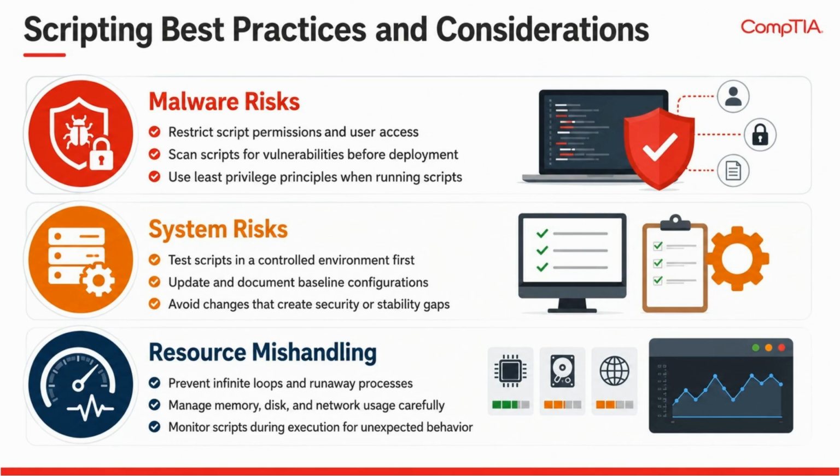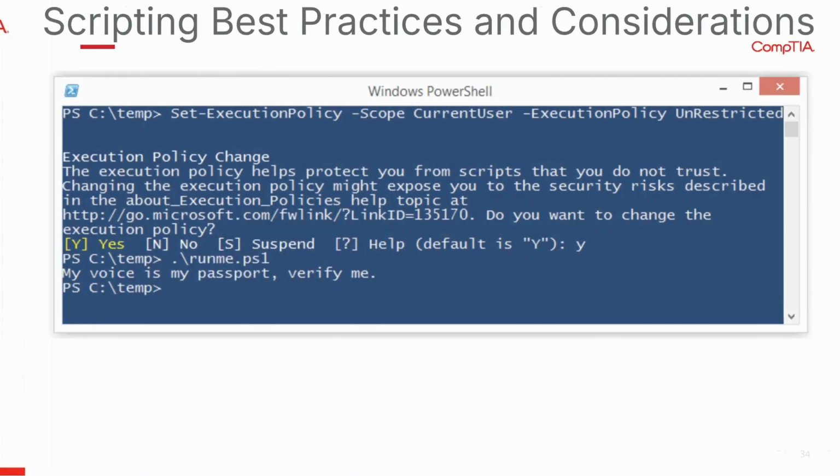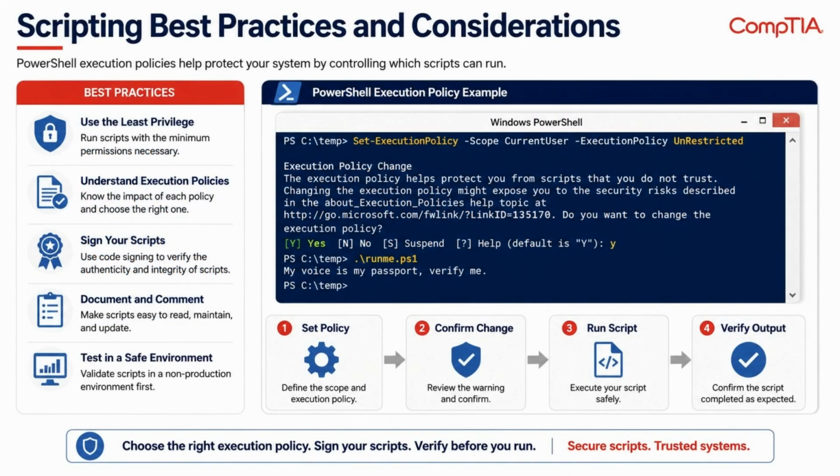Resource mishandling. Prevent infinite loops and runaway processes, manage memory, disk, and network usage carefully, and monitor scripts during execution for unexpected behavior. Here's what script monitoring actually looks like during execution. Notice the resource usage tracked in real time, exactly what catches a runaway process before it becomes a bigger problem.